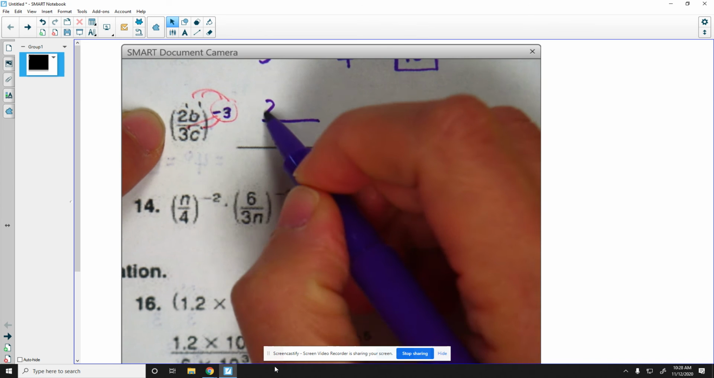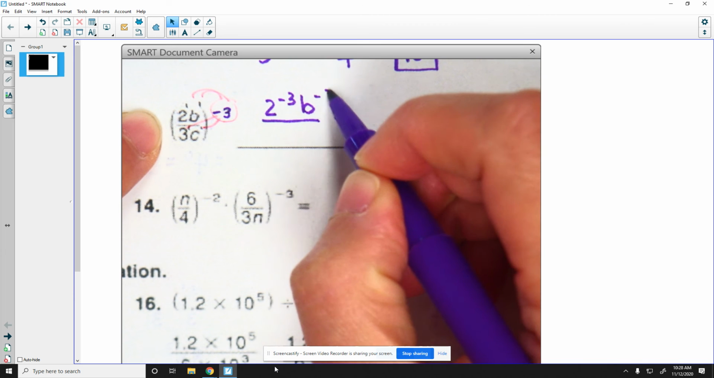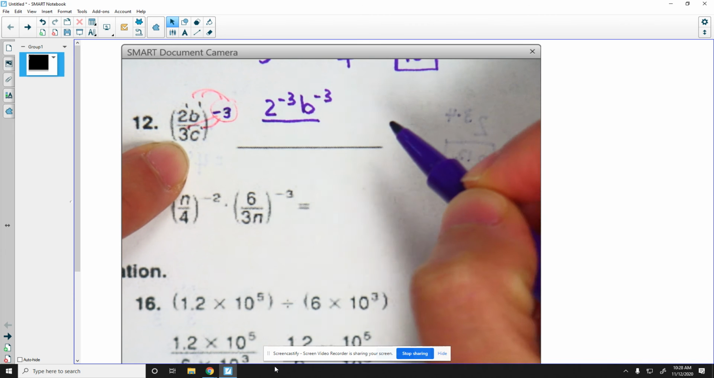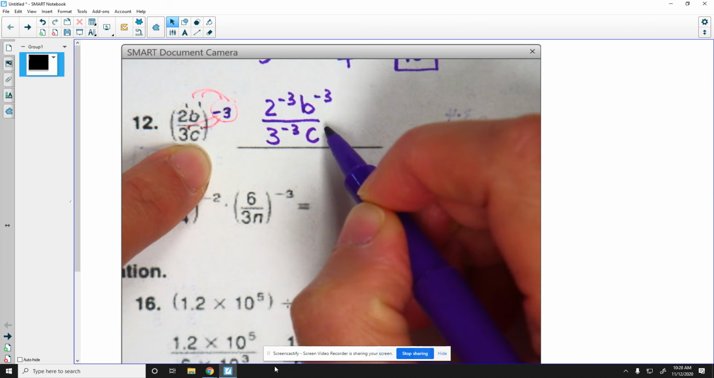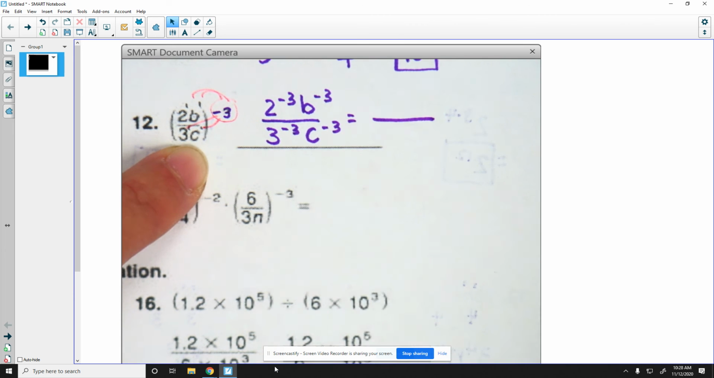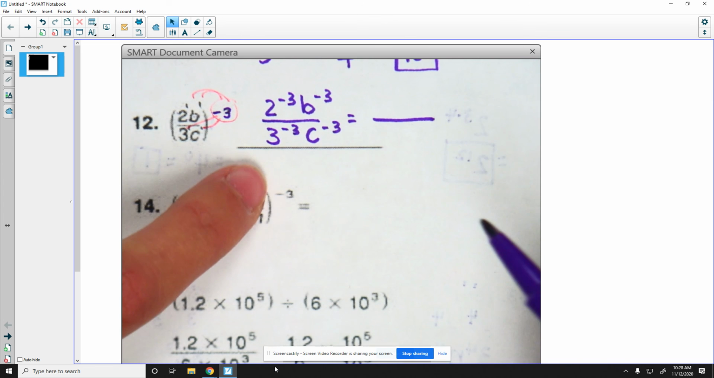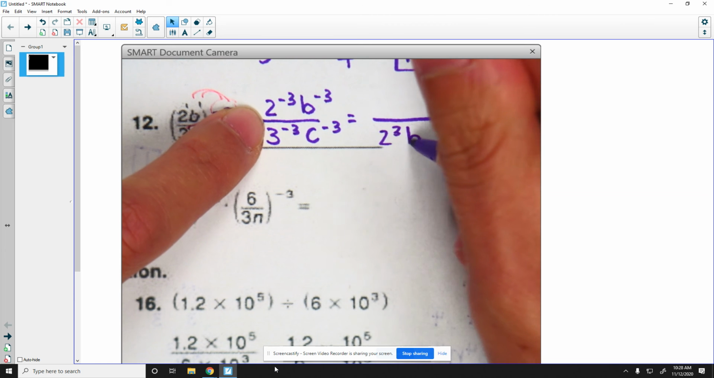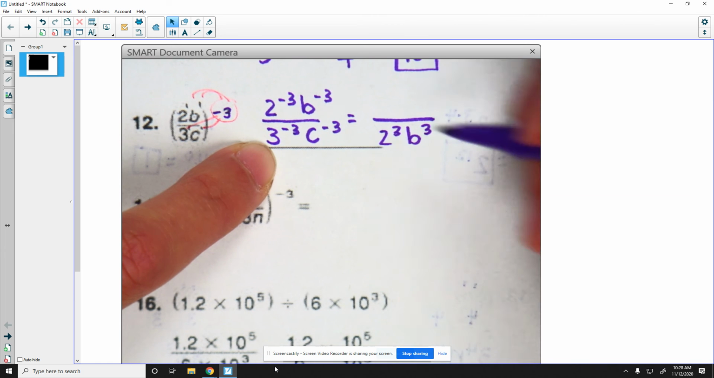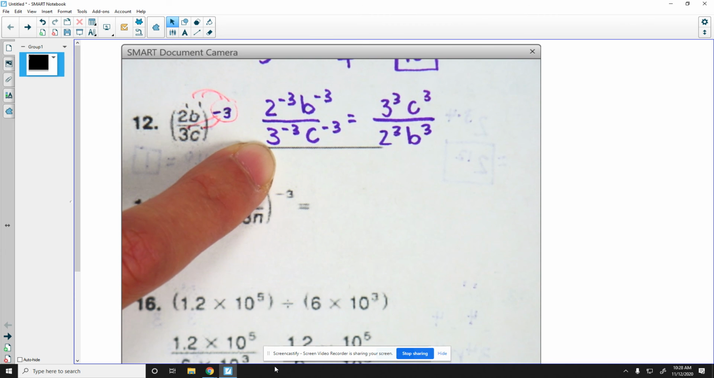Okay, so I have 2 to the 1 times negative 3 is negative 3. b to the 1 times negative 3 is negative 3. That's the top. On the bottom, 3 to the 1 times negative 3 is negative 3. c to the 1 times negative 3 is negative 3. Now that I've listed it all out, let's start flipping. You see how if everything is a negative exponent, the tops go to the bottom and the bottoms go to the top. Does that make sense? So 2 to the 3rd goes to the bottom. b to the 3rd goes to the bottom. And then c to the 3rd goes to the top. 3 to the 3rd goes to the top as well.